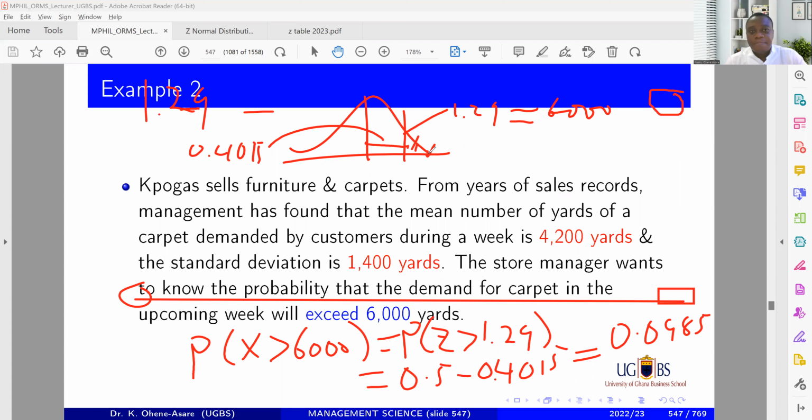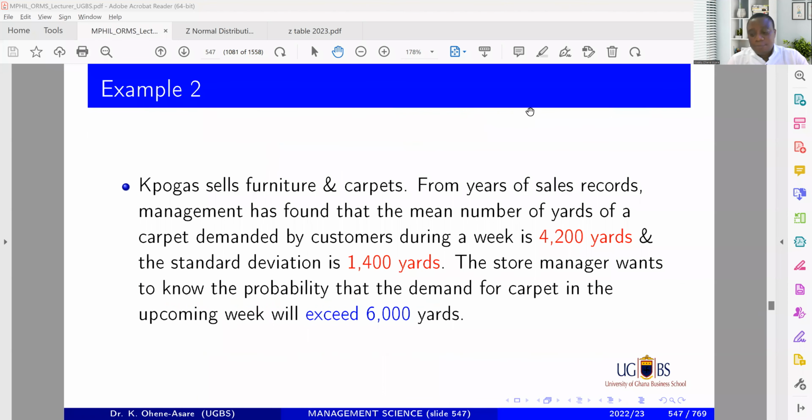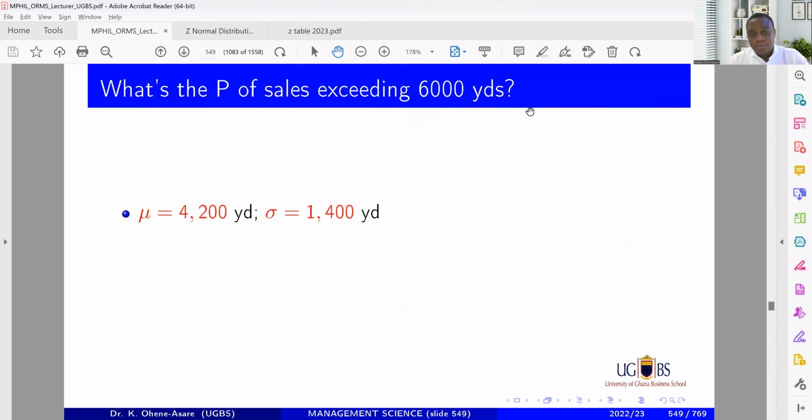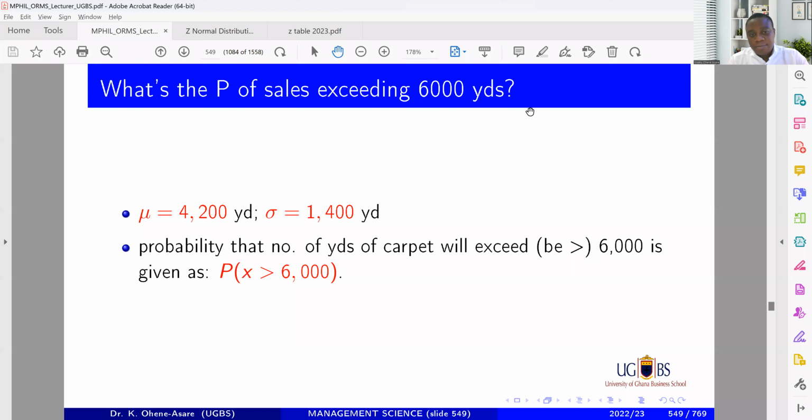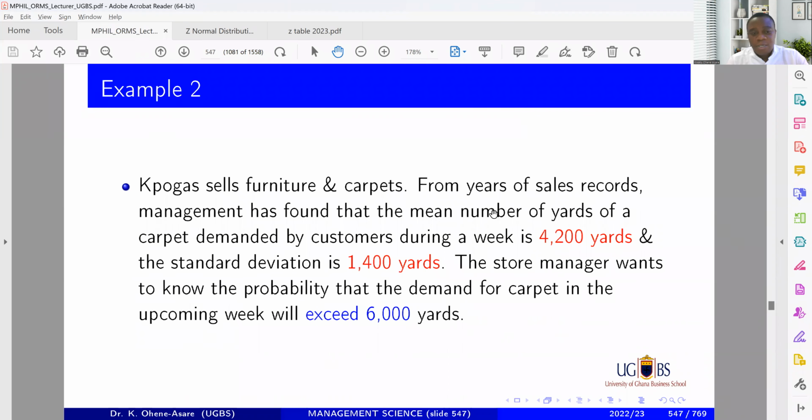Yes, Princess. Sir, please, I want to ask why you shaded to the right. Why did you shade that side? We shaded it because of the word exceed 6,000. That junction was 6,000, but we are looking for exceed 6,000, so the exceed is any space above the 6,000.